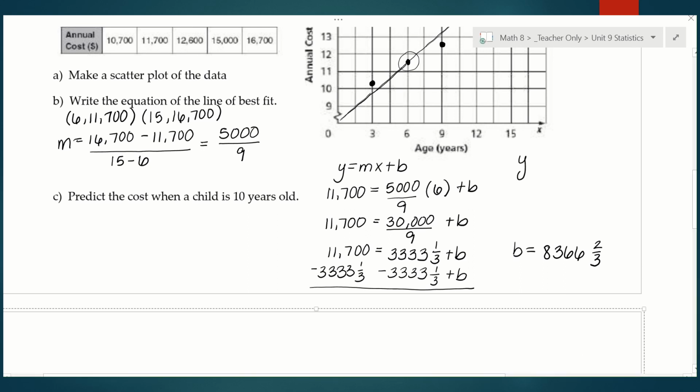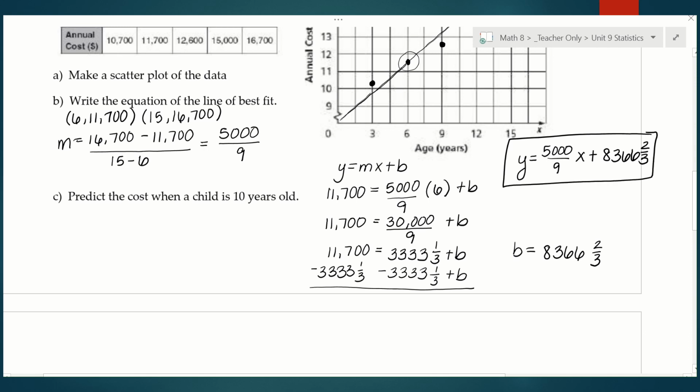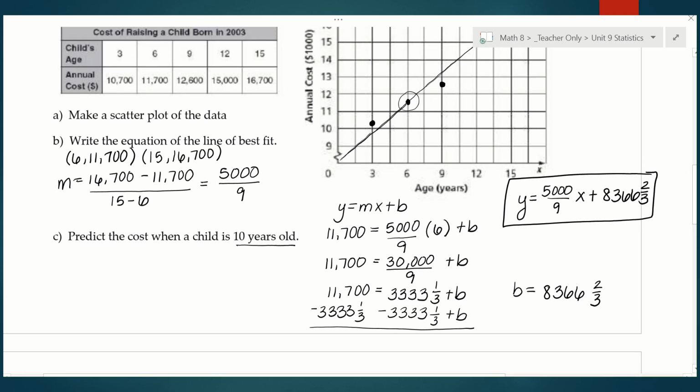Okay, so see what I mean? They're not always going to be nice numbers. So I'm going to put this back in to write the equation of my line of best fit. This lovely equation right here. And so what we're going to do in part C is we're going to use that equation to predict how much it's going to cost to raise a child who is 10 years old. Okay, so this is what I was talking about, using your equation to make predictions.